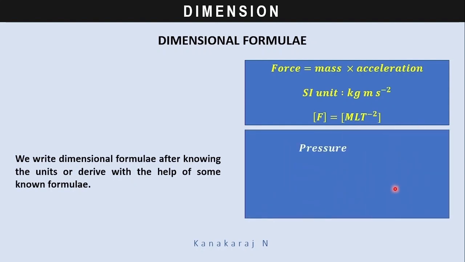So now let us go with pressure equals force per area. In the place of force, we can write the dimension of force, M L T power minus 2. In the place of area, we can write L squared. So this formula is enough to write the dimension of pressure. Or we can use the SI unit of pressure, that is Newton meter power minus 2.